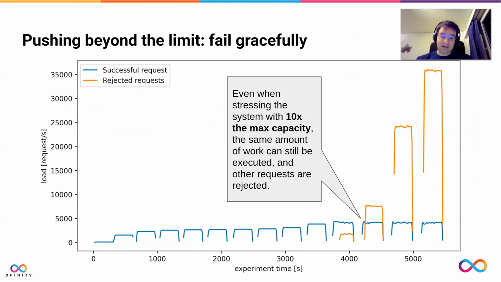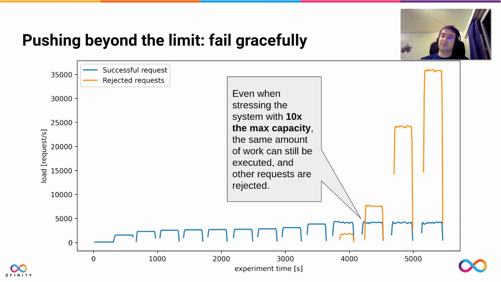What's very important for us, and I was hinting at it a little bit before, is that it's important to have a high maximum capacity. But what's perhaps even more important is that if we push beyond that point, we fail gracefully. We want to be in a situation where, if we exceed the maximum capacity, first of all, the system doesn't break, but second of all, we can still handle the same number of requests successfully.